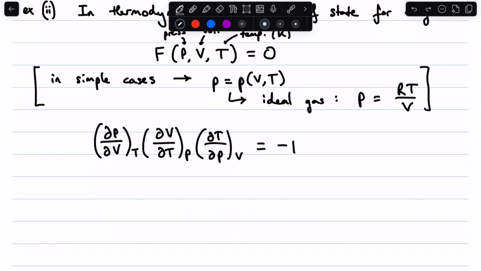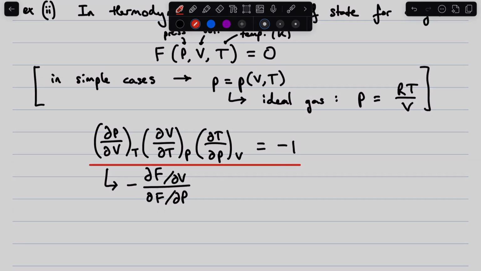So as an exercise, I'd like you to just work out where it becomes -1. I'll give you the first one, dP by dV at constant T. It's going to be minus partial dF by dV divided by partial dF by dP. And then work out what the others are, times them all together, cancelling where they cancel, and it should equal -1. And later on you'll see how that identity becomes extremely useful.